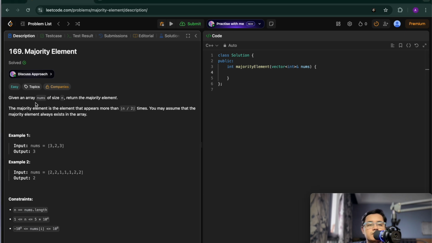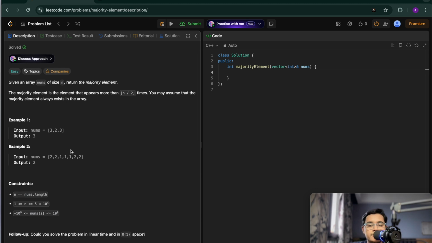So the question states, given an array nums of size n, return the majority element. The majority element is the element that appears more than n divided by 2 times. So this basically means we are truncating it down. And you may assume that the majority element always exists in the array. So this makes it clear that there is only a single majority element and we have to simply return that.